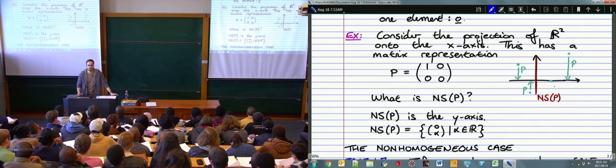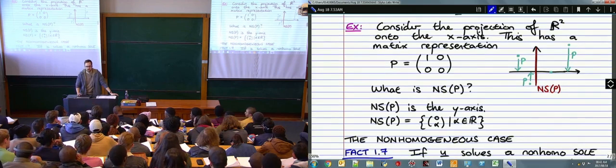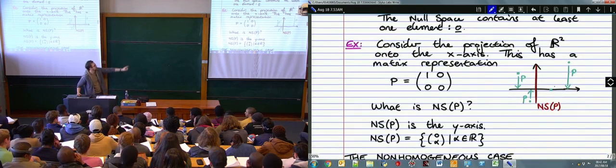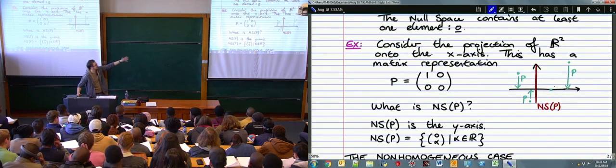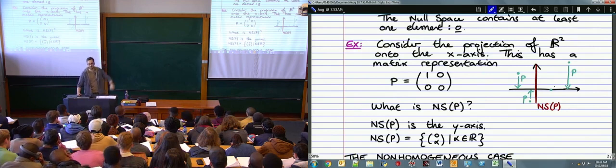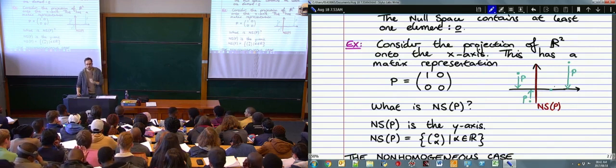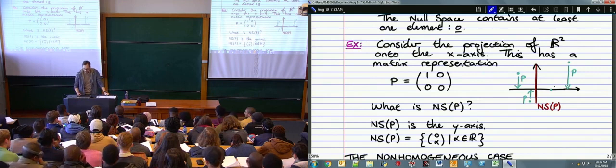Questions? I feel like there was one more hand. Yes? That would be an example of a null space, this one here. Yes, yes. I mean, because the y-axis is infinite. What about a single solution?